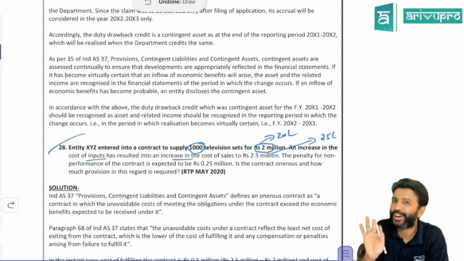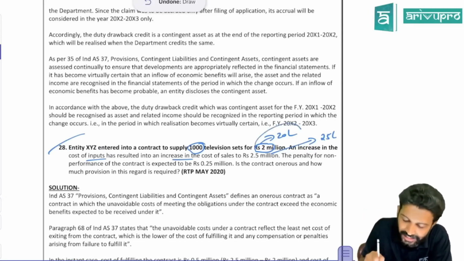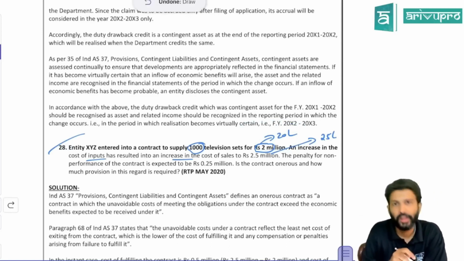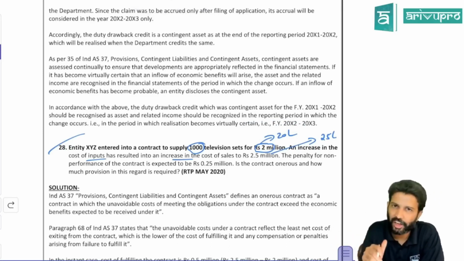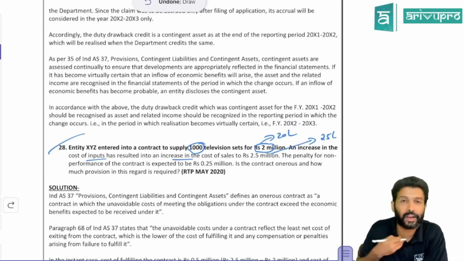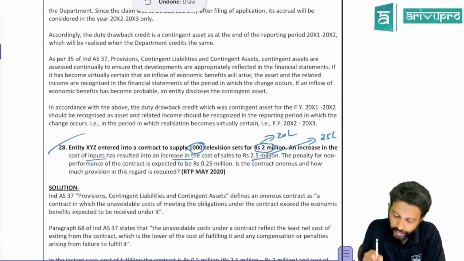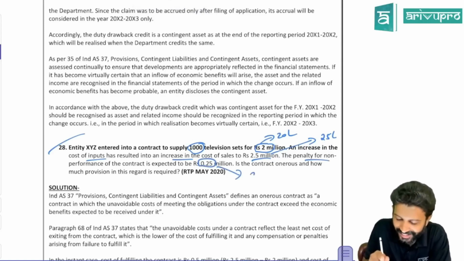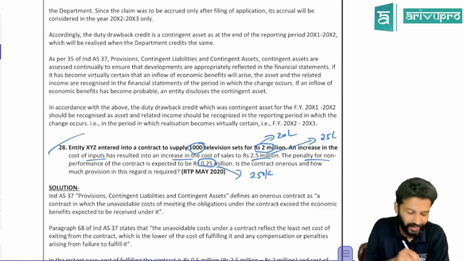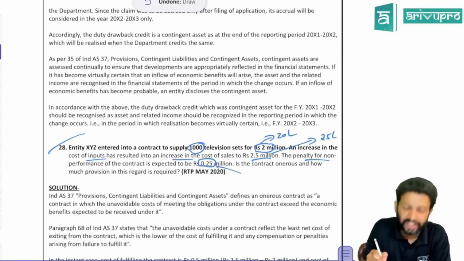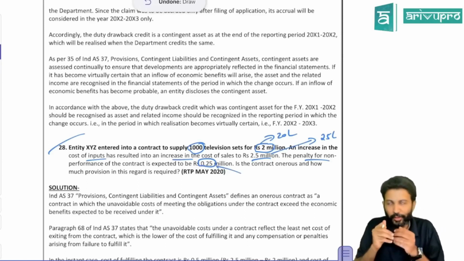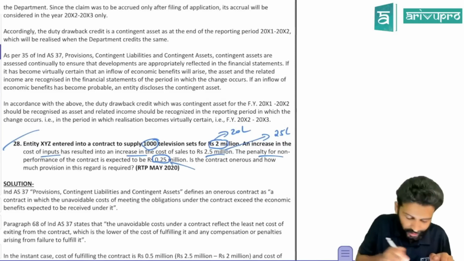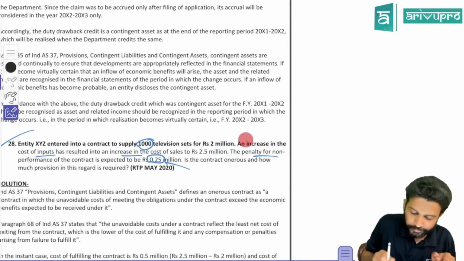I've not executed the contract fully. Okay, I've made a contract that I will sell the TVs for 20 lakh rupees. But later on, due to some changes in the economy, the cost of the TV has become 25 lakh. Not me, they are telling. All right. The penalty for non-performance of the contract is 0.25 million, which is what, sir? 1 million is 10 lakhs. So this is 2,50,000. Okay, correct? Or maybe let's keep it in million only. It's better. So if you execute the contract, you will suffer a loss.